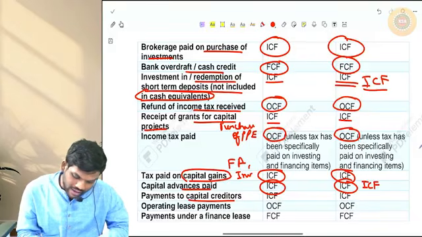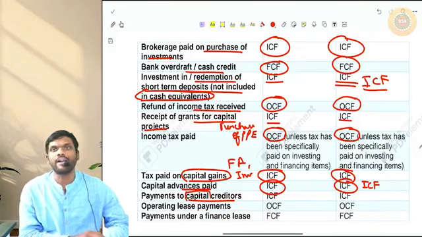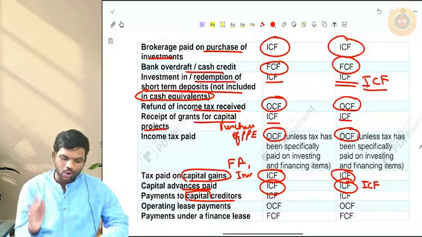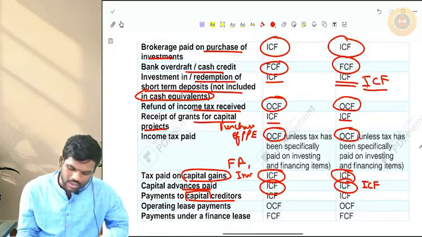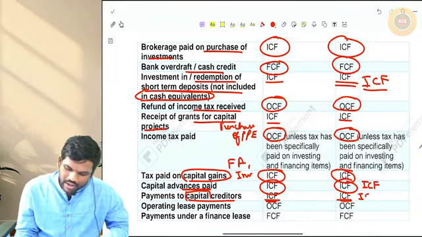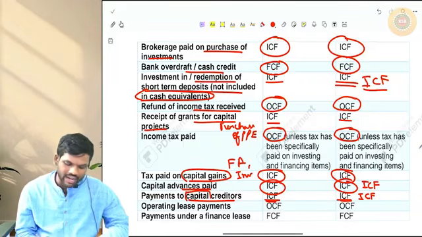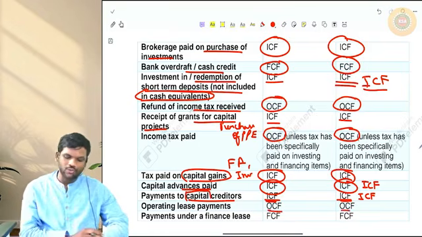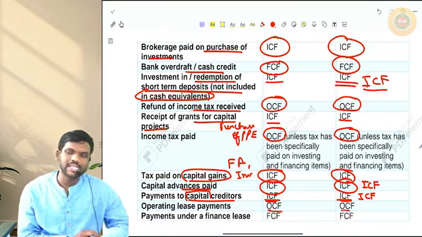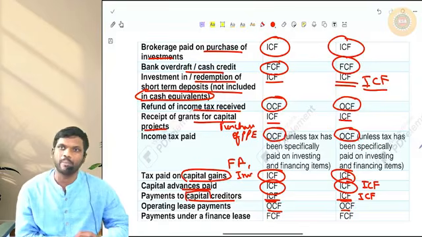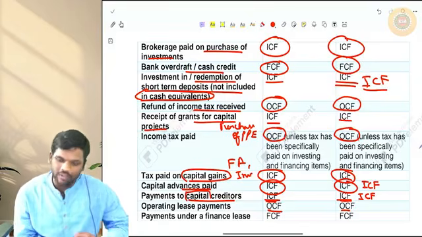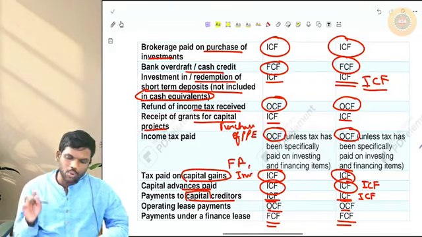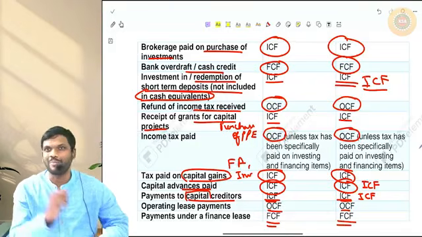Payment to capital creditors, not trade creditors. Capital creditors are creditors in respect of fixed assets. So whatever relates to fixed assets should come as a part of investing cash flow. Whatever you pay as rentals under operating lease will be a part of operating cash flow. Since finance lease liability is treated as a part of borrowings, whatever you pay under finance lease will come as a part of financing activities. So whatever you pay under operating lease will be a part of operating activities.